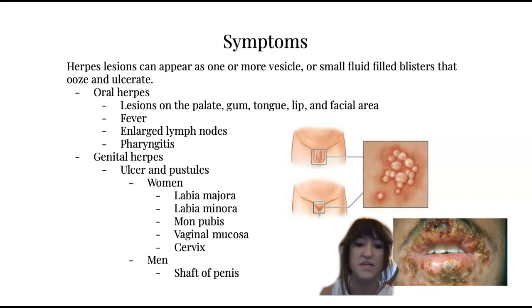And then for genital herpes, ulcers and pustules for women will be seen on the labia majora, labia minora, mons pubis, and the vaginal mucosa, as well as the cervix. And then for men, we usually see these ulcers and pustules forming on the shaft of the penis. Patients with HIV, elderly patients, and young patients, as well as pregnant women and their infants, are all at an increased risk for serious outcomes of herpes virus infection.